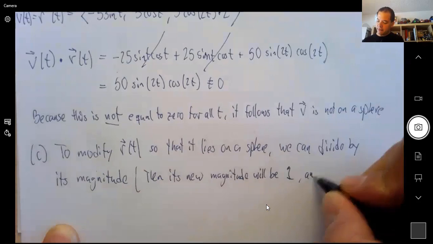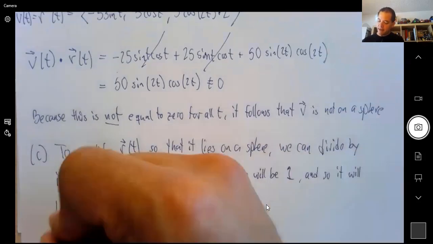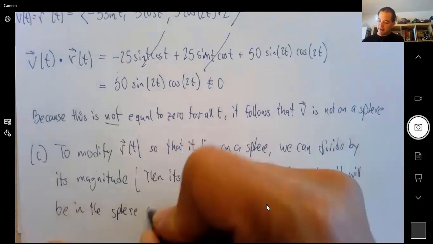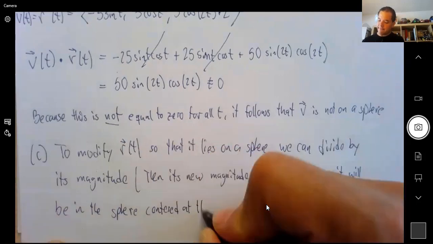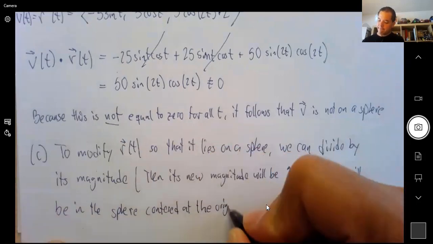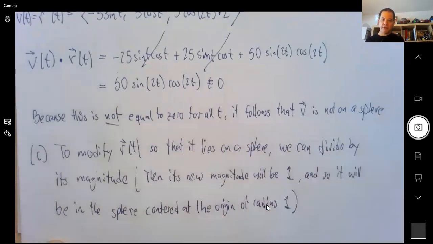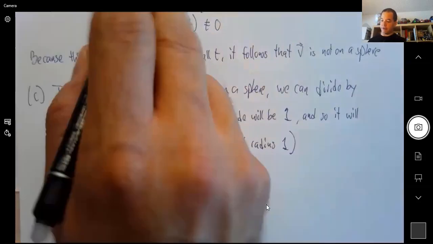And so it will be in the sphere centered at the origin of radius 1. Okay, so that's what we can do. And so here's the R. So we had the R.